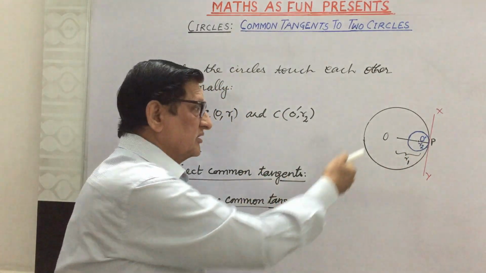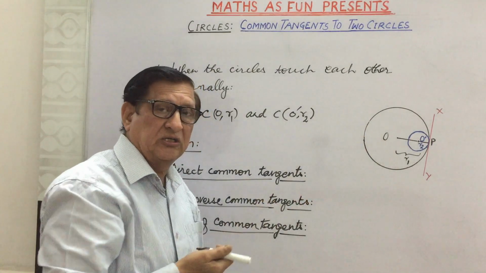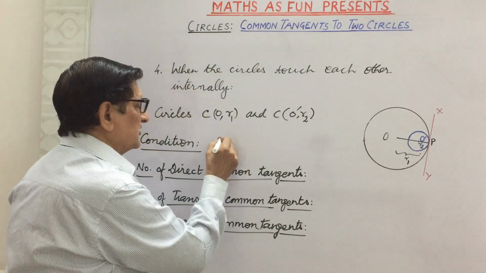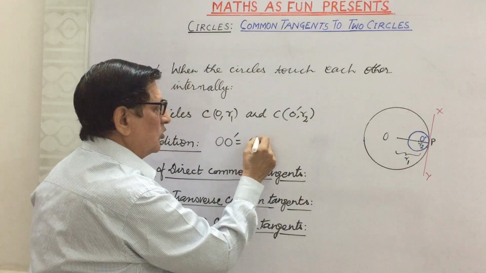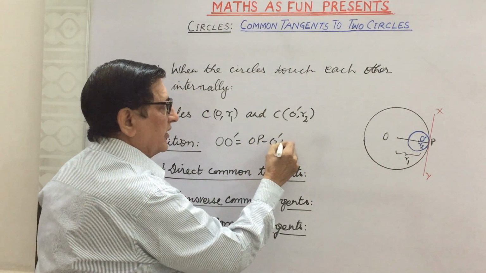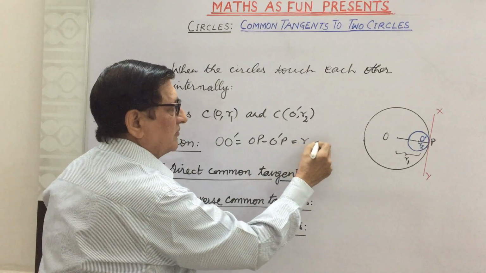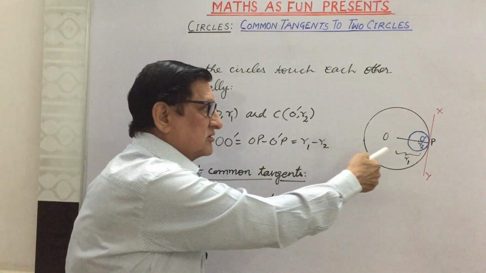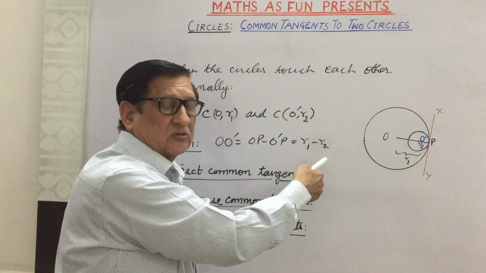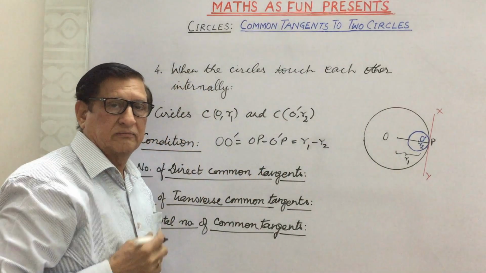So what becomes the condition in such case when they are touching each other internally? That is, the distance between their centers OO' we find here is OP minus O'P, and that is R1 minus R2. It means the distance between their centers is equal to the difference of their radii.